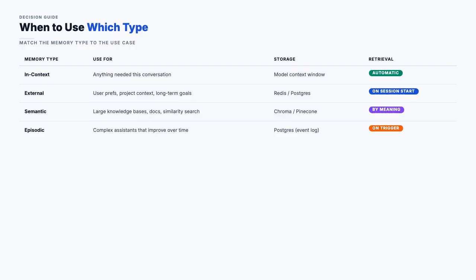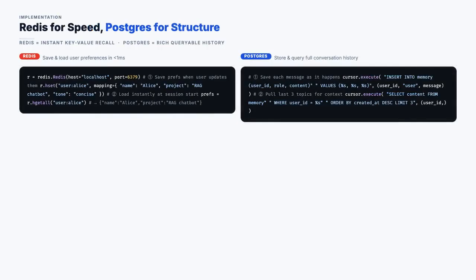Now let's write the actual code. It is simpler than you think. For most projects, you start with external memory. Add semantic when your data grows large enough to need similarity search. Redis and Postgres, 2 databases, 2 different jobs.